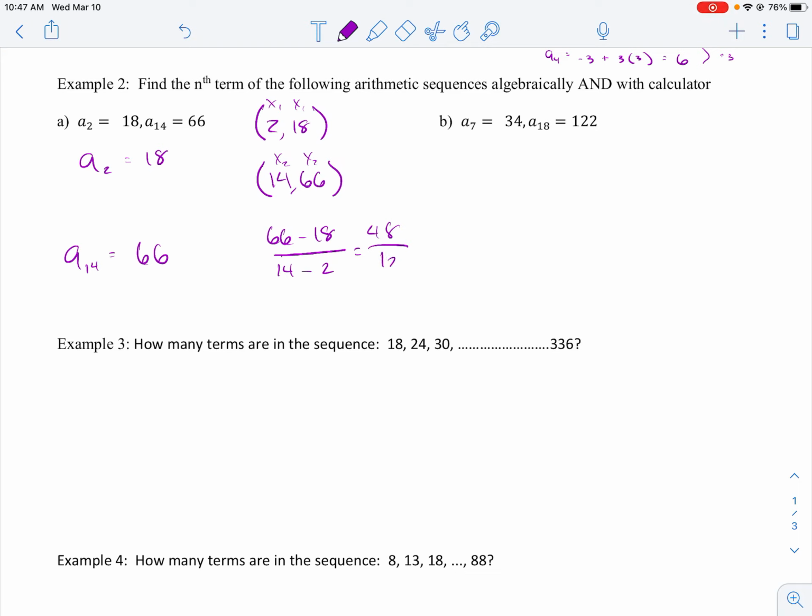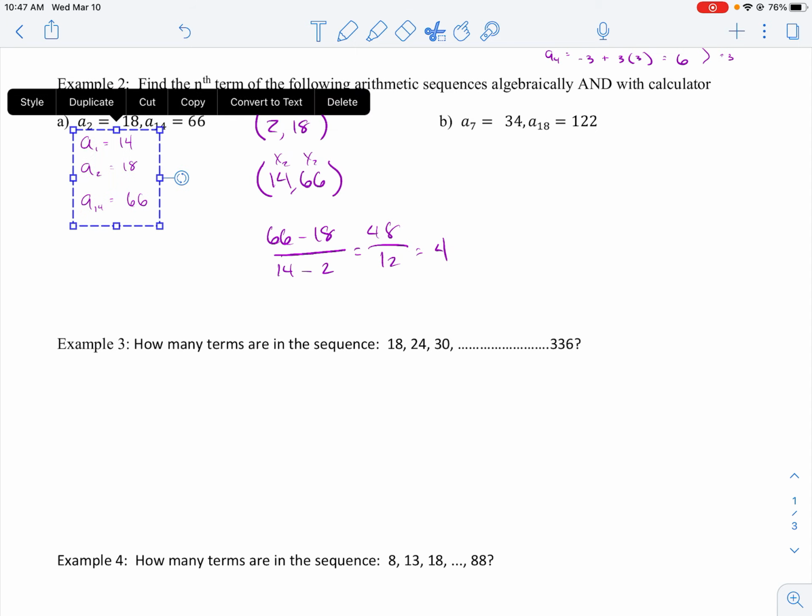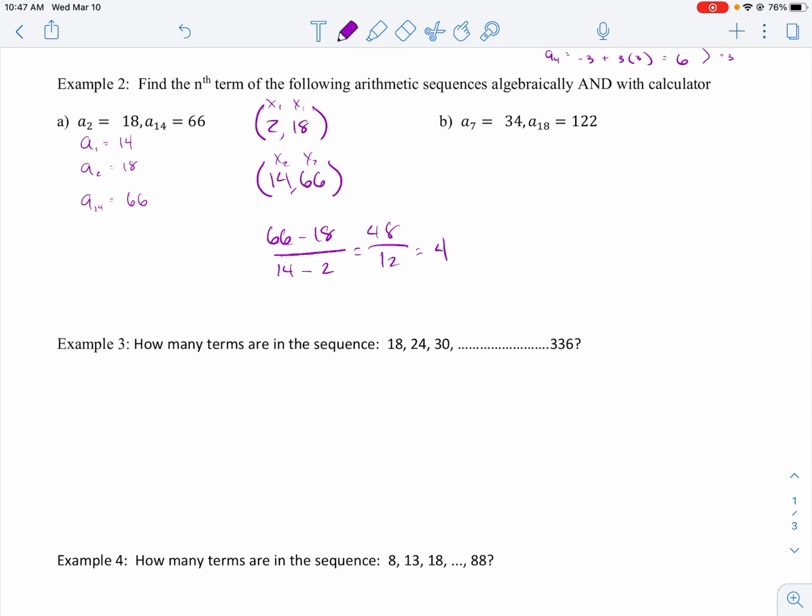Bottom gives me 12, which means we are going up by 4 each time. So that means in order to find our first term, I'm just going to subtract 4. And then finally, find the nth term, right? So we're just trying to find a sub n.